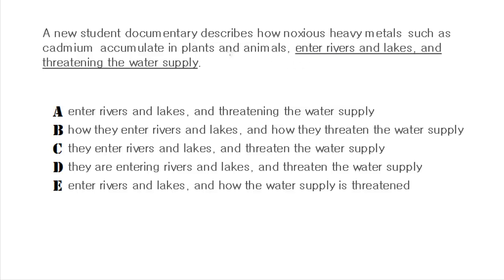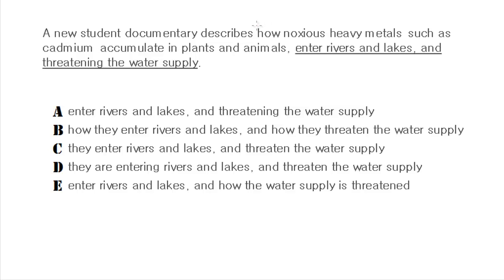Accumulate in plants and animals, enter rivers and lakes and threatening the water supply. So obviously you can know that there's something wrong because this is a parallelism question that we've been discussing, right? So, does this match? You have to think about where the sentences really start and end, right?